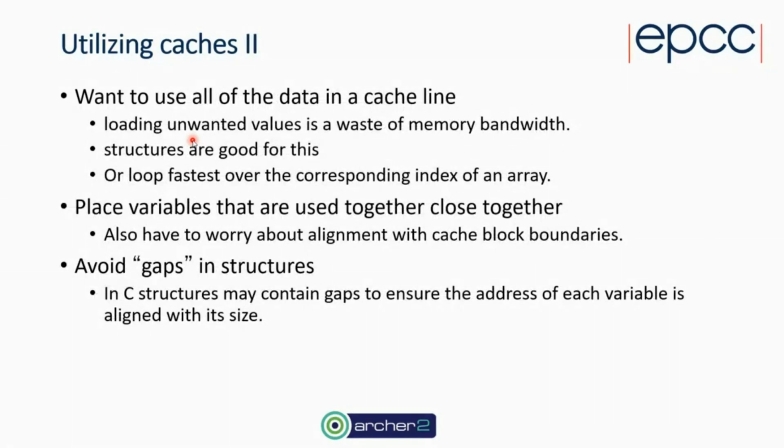And then, of course, once we have that data in cache, we want to make sure we loop over the data sensibly. That's what we've already talked about with spatial locality in the loop structures. Once we've got our data in cache, we want to make sure that we use all the data we've loaded in that cache line rather than wasting the memory bandwidth that we've just used. So we loop fastest over the corresponding elements, or if we're in a structure, we use all the bits in that structure that we've loaded up, not just one element of it.